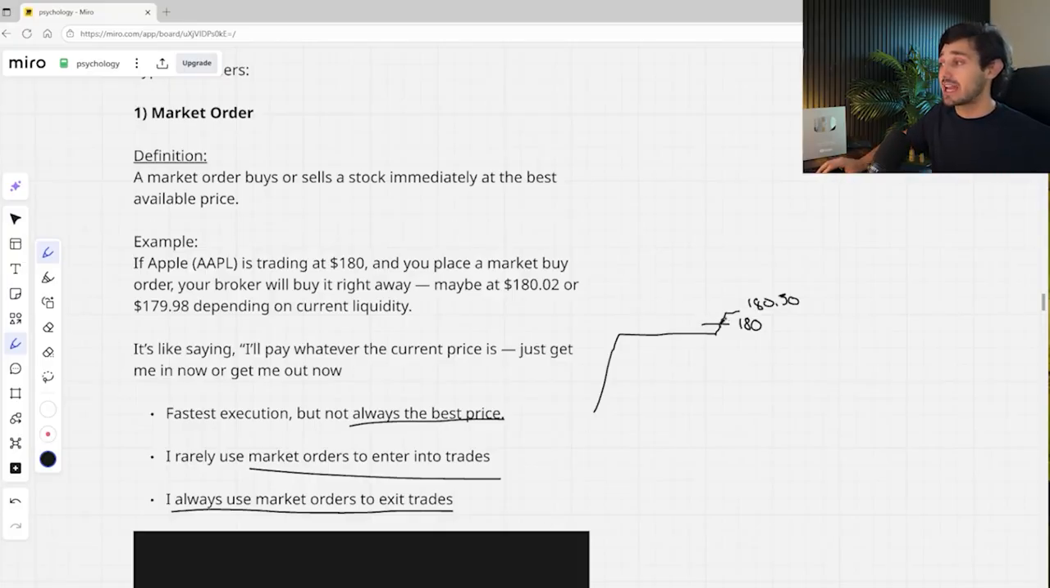Because if I get in late, let's say I want to get in at 180, I place a market order right here, and it fills me at 180.30, well, I'm 30 cents late. That's going to impact the size of my stop loss, which you will learn about later in this free course. And it's also going to impact my reward to risk, which you will also learn later. Yeah, when it comes to market orders, I don't like to use them to get into trades. However, I always use them to exit out of trades, and it's going to fill you at the best available price. However, you're not guaranteed to get the exact price that you want. So this is more for instant execution.